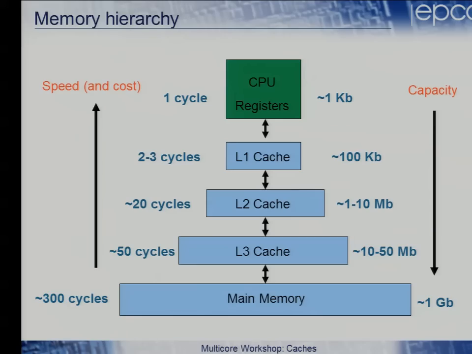But this is the generic idea: the speed and the cost goes up, registers being the best, main memory being the worst. But the capacity obviously goes up in the other direction. You might have gigabytes of memory, tens of megabytes of L3, a bit less L2, L1.